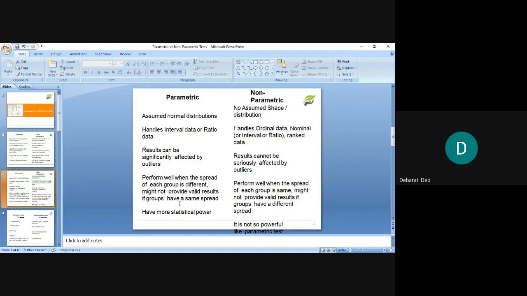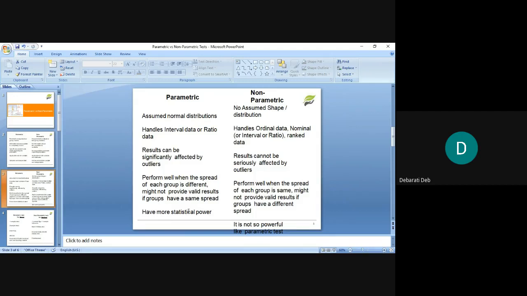Parametric tests perform well when the spread of each group is different. Might not provide valid results if groups have the same spread. Spread means this one, no? Okay, spread I will explain to you during the test. You will not understand it now. You'll understand it better with numbers. Okay, so the spread you remove for now. Come to the last point.